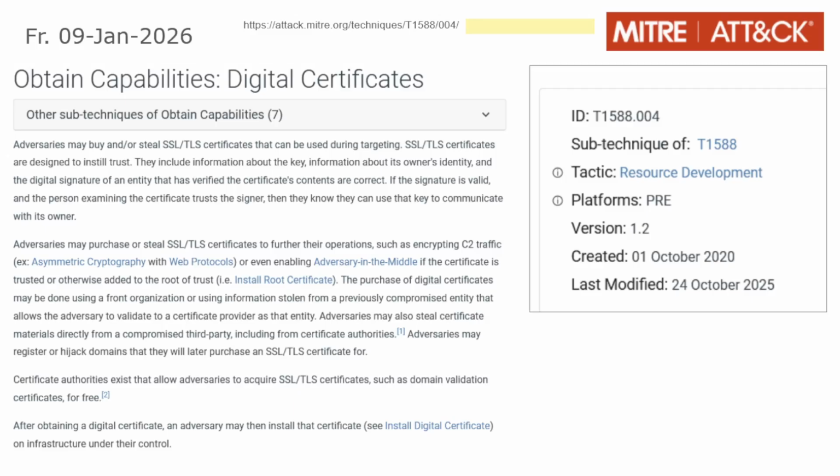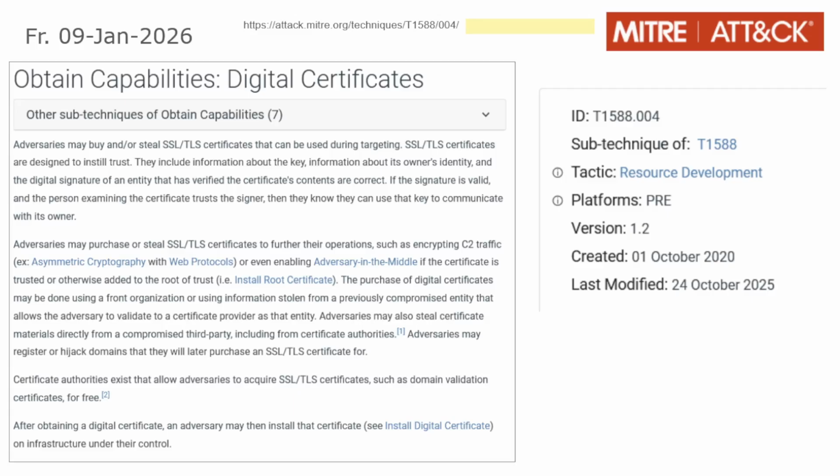So we are in resource development still, platform unspecified. It's pre-PRE, I think. It's before any platforms, it's a step before that. Yeah, fairly new, nobody wants to take credit for this though. Then adversaries may buy or steal SSL or TLS certificates that can be used during targeting.